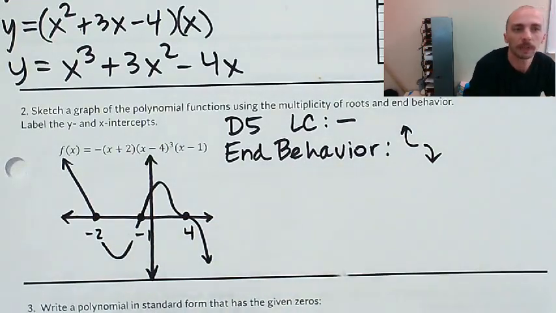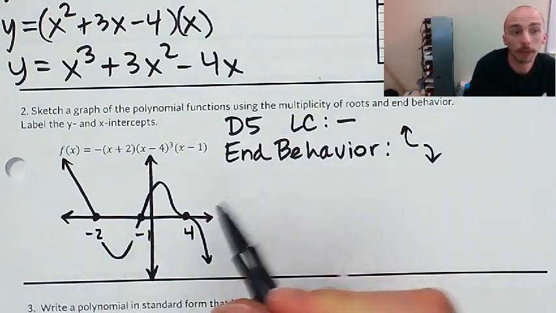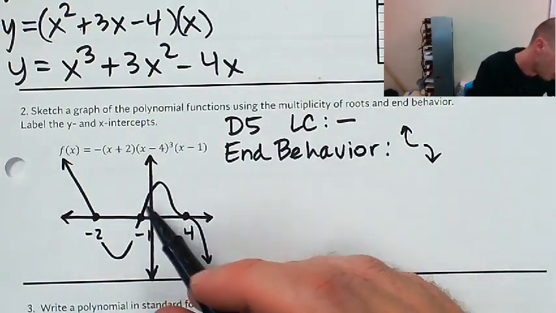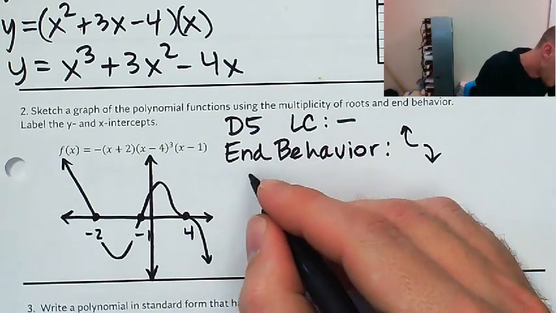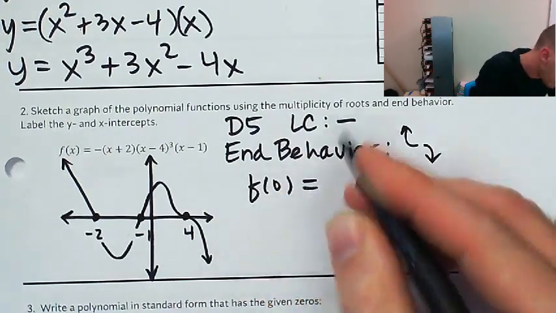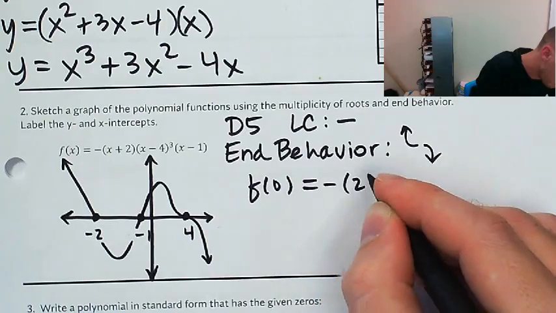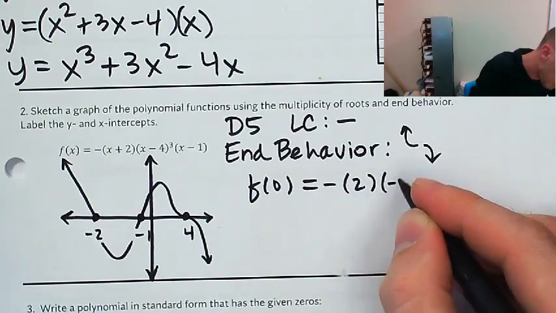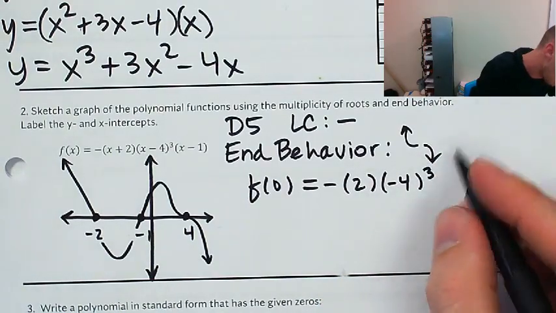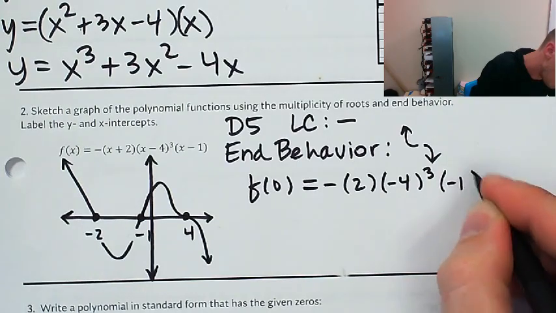Just give it the best guess we can. Okay, and for us, we can figure out the coordinate of the y-intercept, right? We know it's going to be positive, but that's going to be f of 0 equaling negative 0 plus 2 times 0 minus 4 to the third power times 0 minus 1.